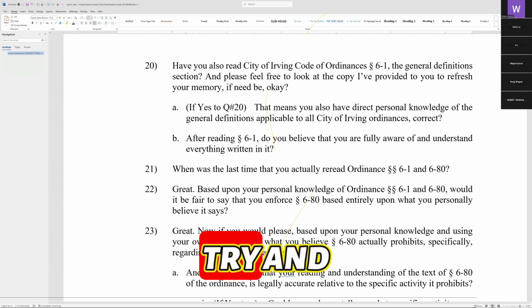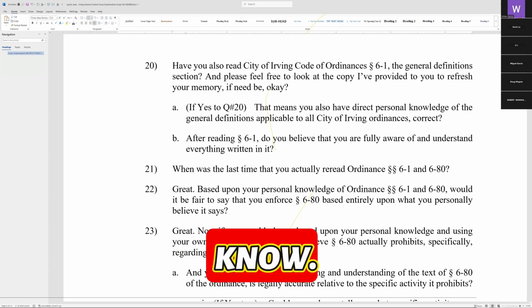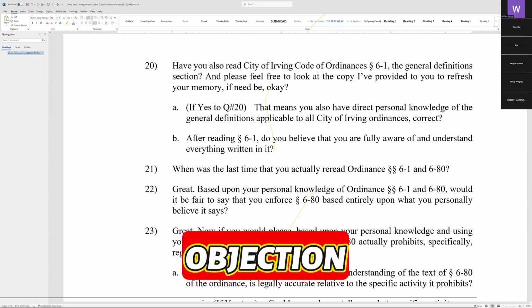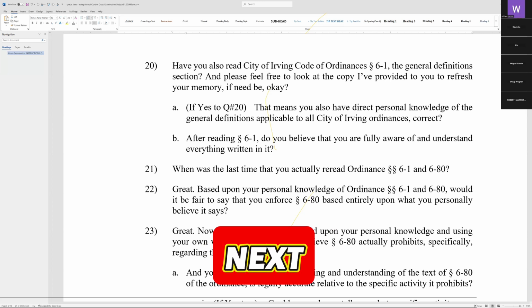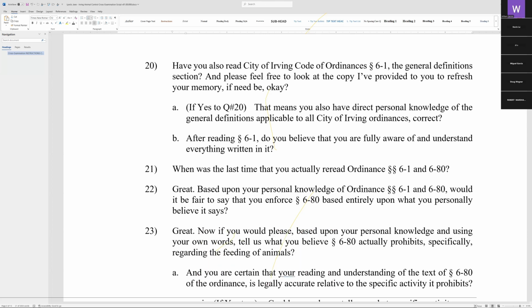Or reasonably try and object to. Badgering the witness? We're not badgering anybody. We're asking a question. Required to know? Nope, not required to know either. We already know they're required to know, but what specifically is the objection the city attorney would have to try and use next, since they can no longer use the first one?